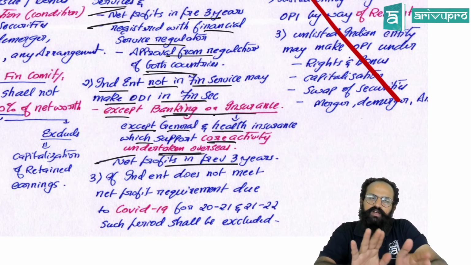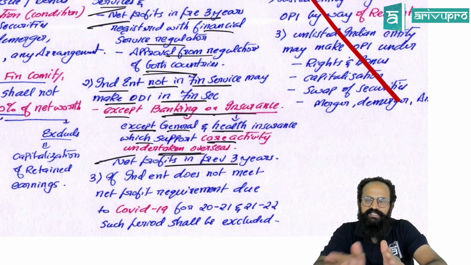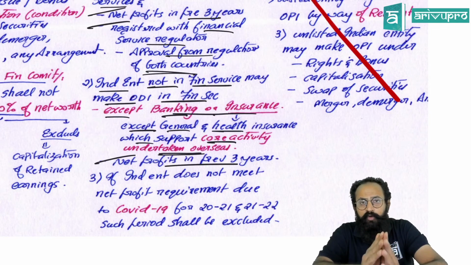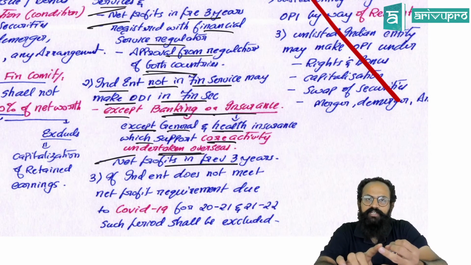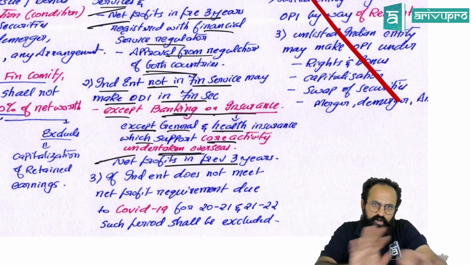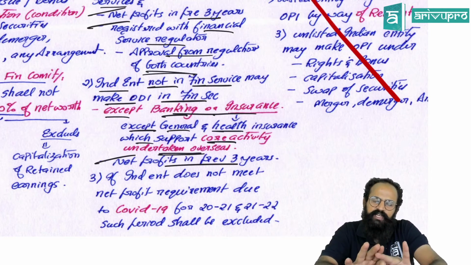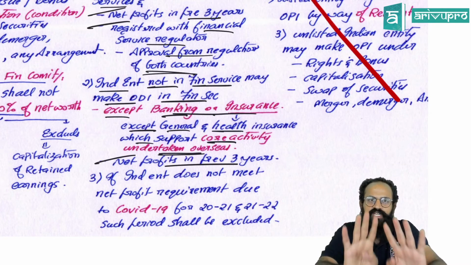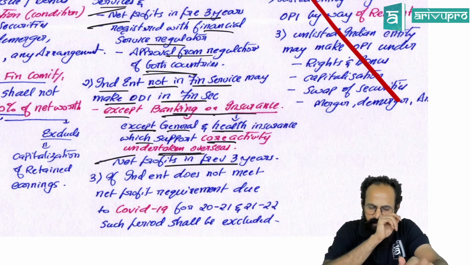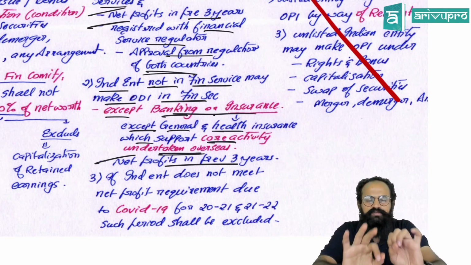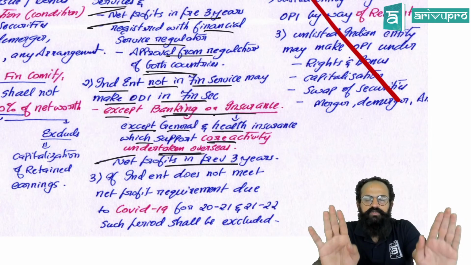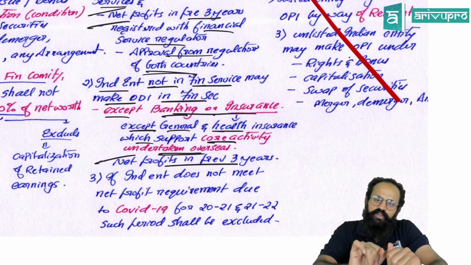Okay. Sir, if I'm not in financial service, can I still invest in the financial sector? Allowed, but you cannot invest in bank and insurance. Sir, in insurance, I cannot invest in everything, sir. In insurance, you can invest in health and general insurance. Is that clear? Yes, sir. And in addition to that, you need to have 3 years of profits. Clear? Okay. So now we have a problem.